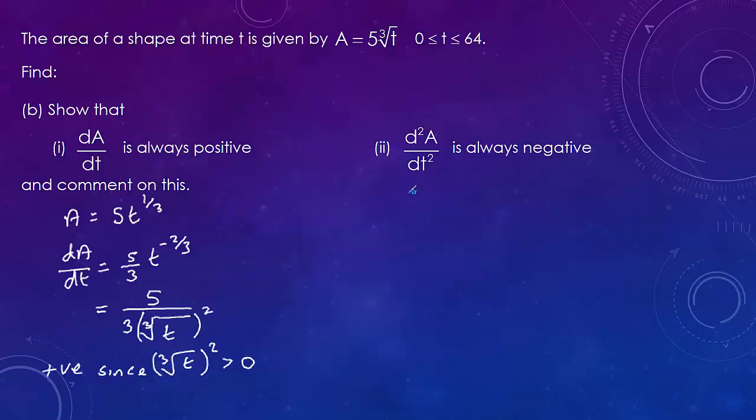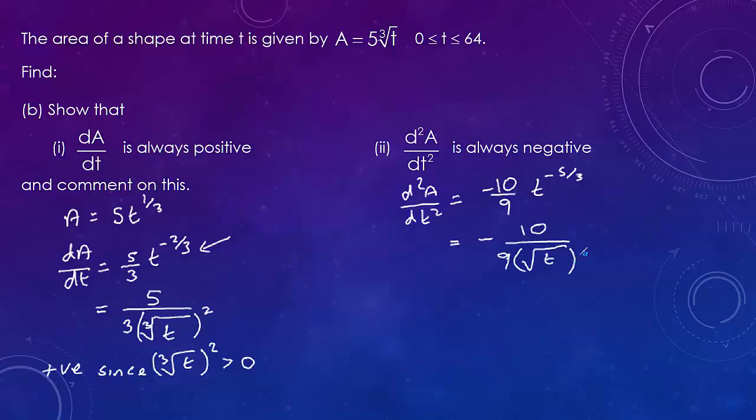Now let's differentiate again. So it's best to differentiate from here. So the negative goes down in front, so we're going to get negative 10 over 9, and then it will be t to the negative 5/3. So that's going to be negative 10 over 9 times the cube root of t, to the power 5.